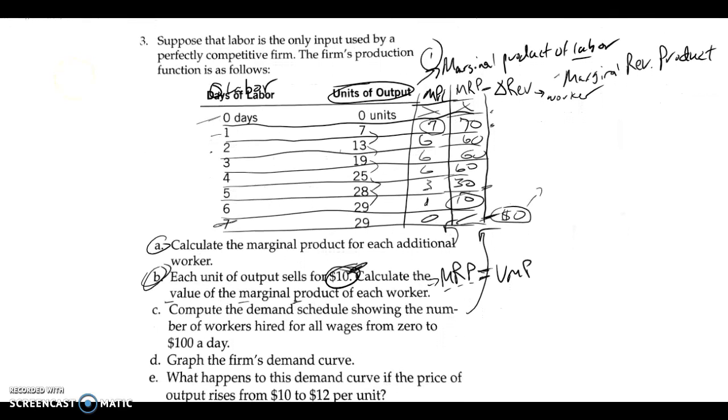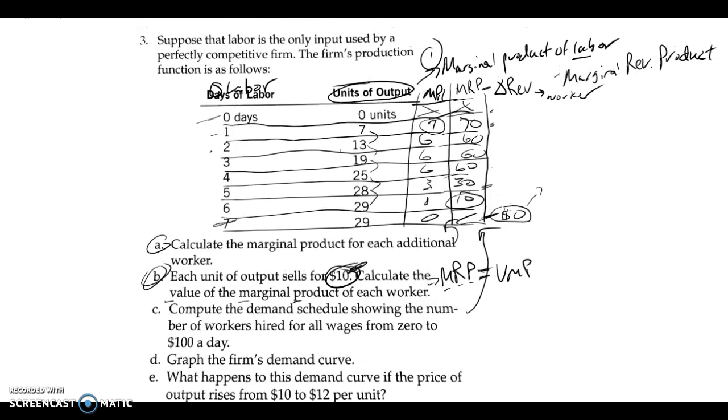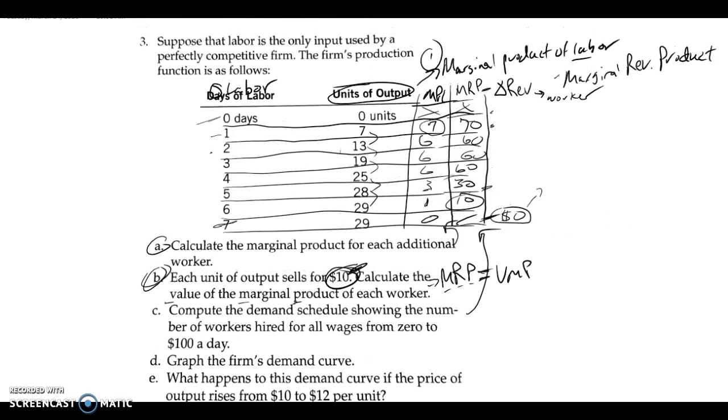Okay. The next thing that we need to do is graph the firm's demand curve. The firm's demand curve is going to look very similar to the MRP curve. In fact, the MRP curve is equal to the demand curve. Parts C and D ask us to compute the demand schedule and then graph it. So let's first make the schedule and then we'll graph it.